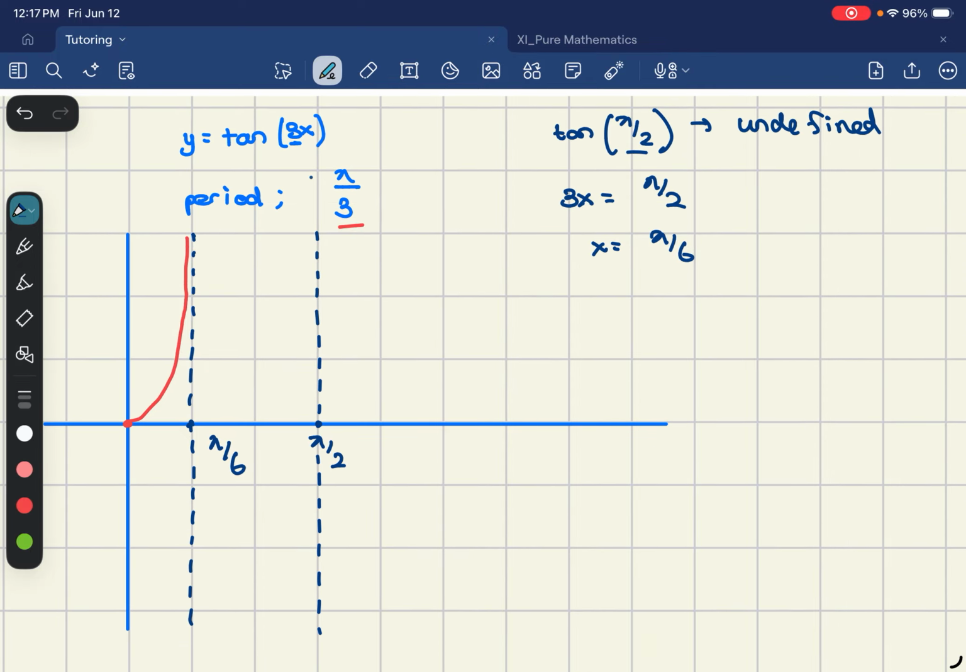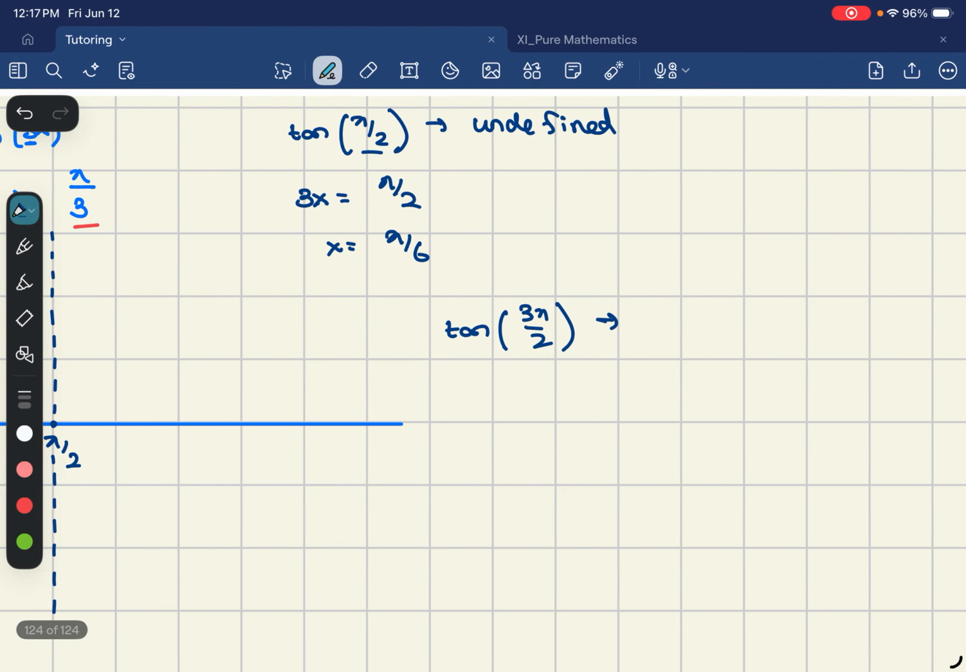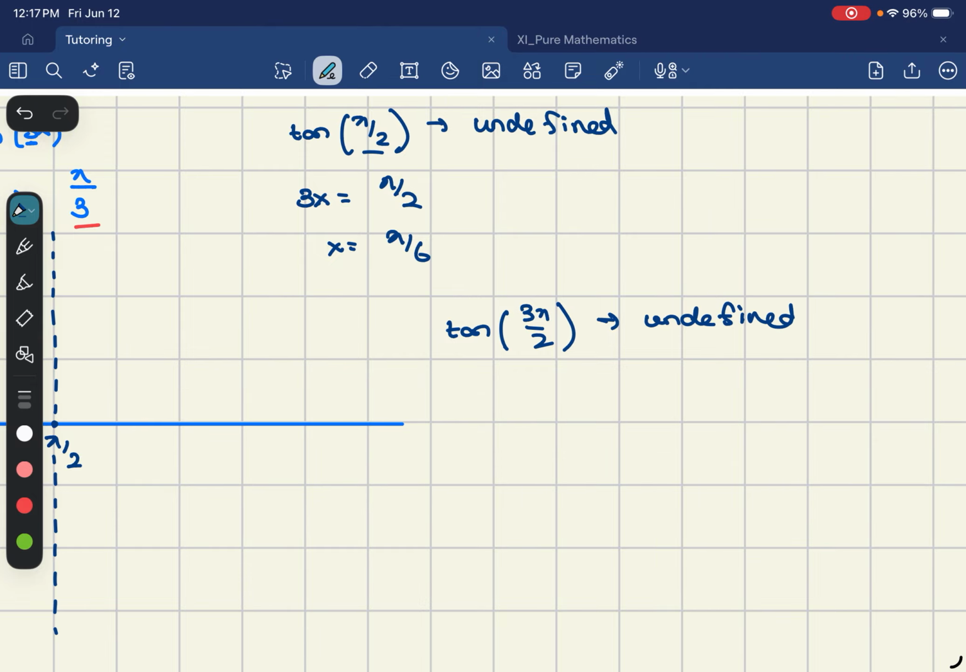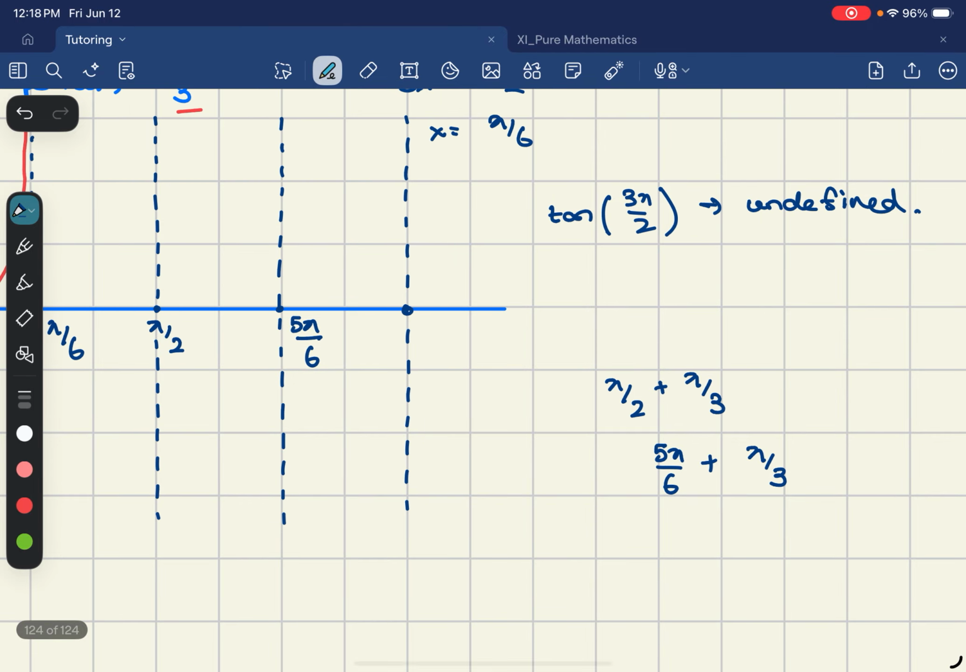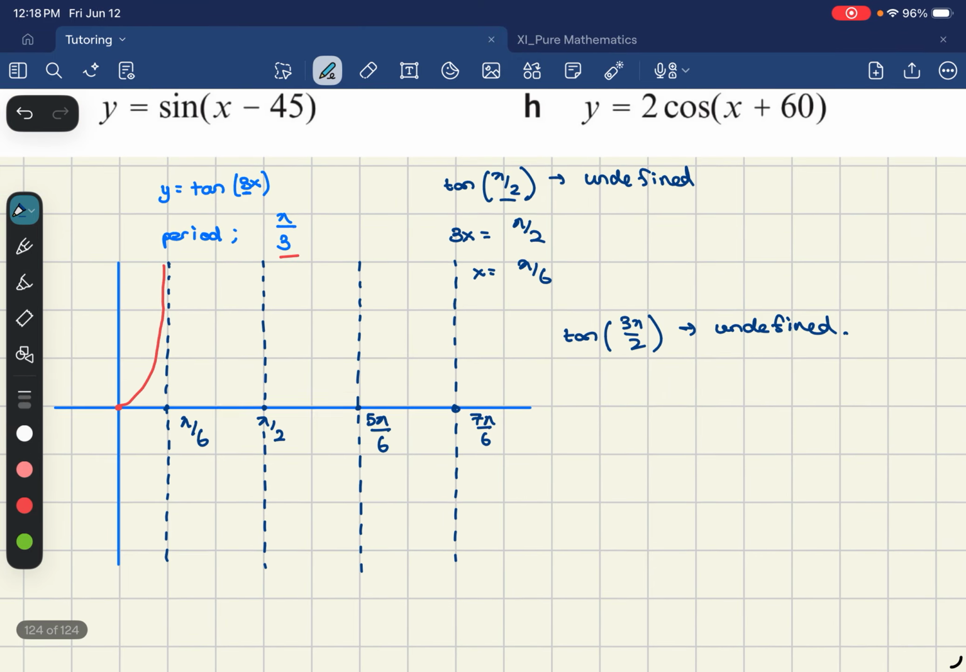And you can check. You put pi over 2 here. You get tan 3 pi over 2. And remember, tan is undefined for odd multiples, right? All right. So now you add pi over 3 again. You get another asymptote here. You add pi over 3 again. You get another asymptote here. So what are the points of these asymptotes? You have an asymptote at pi over 2. So then you have an asymptote at pi over 2 plus pi over 3. And that is 5 pi over 6, right? So you have an asymptote at 5 pi over 6. You have an asymptote at 5 pi over 6 plus pi over 3. That is just 7 pi over 6, I believe. Right? And you want to go do this up until 2 pi.